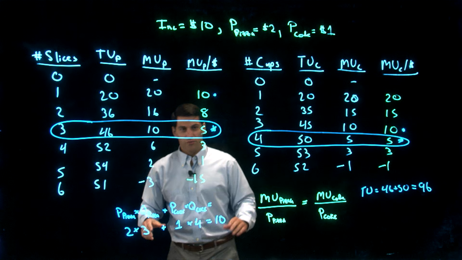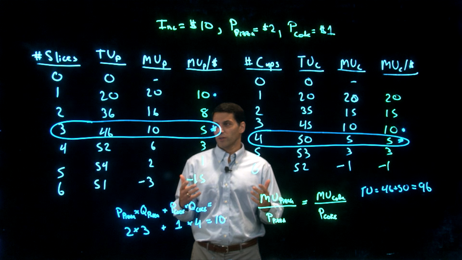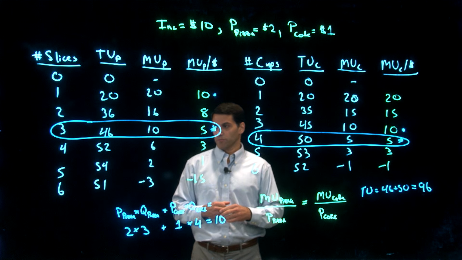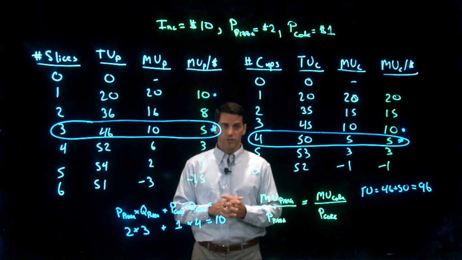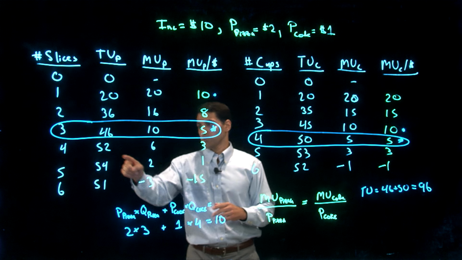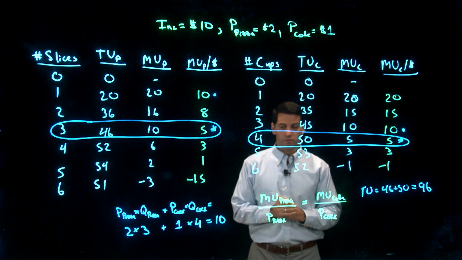And what we could show is if you tried to pick any other combination. So what if instead we had, say, 4 slices of pizza? If you had 4 slices of pizza, you'd be spending $8 on pizza, then you could only have 2 cans of Coke. Total utility then would be 52 and 35, which is 87.